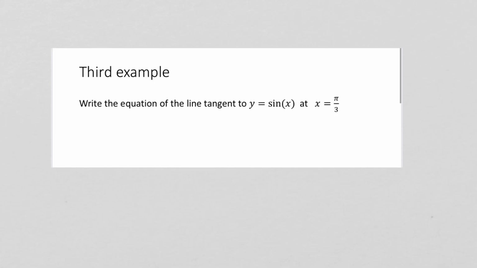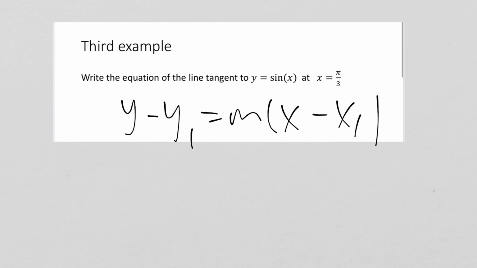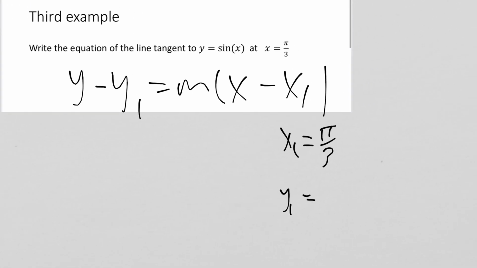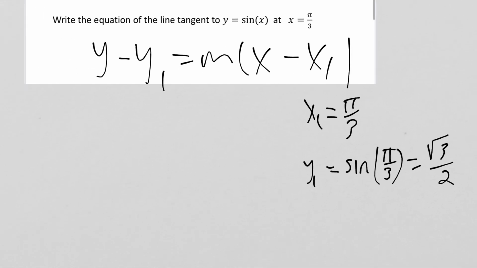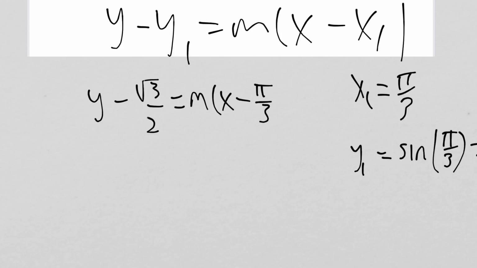Okay, let's do one more. We have y equals sine x at x equals pi over 3. So again, we're going to write y minus y1 equals m times x minus x1. And we need to fill in our x1 and our y1. x1 is just pi over 3. y1 is going to be equal to sine of pi over 3, which is equal to root 3 over 2. So we have y minus square root 3 over 2 equals m times x minus pi over 3.